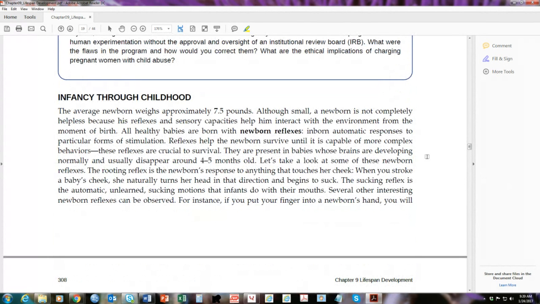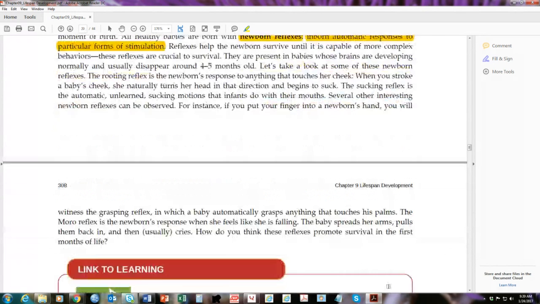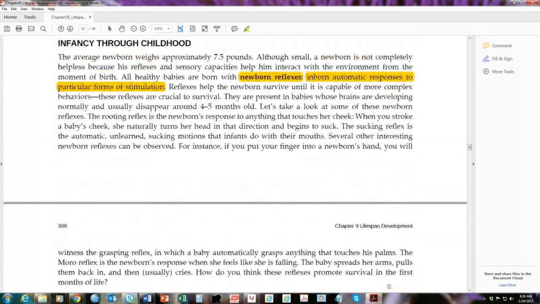Now we get into newborn reflexes. So once a baby is born, a reflex would be a behavior that is engaged in when appropriate stimulation is applied. The behavior occurs automatically. So these are inborn automatic responses to particular forms of stimulation. And what I'll try to do, instead of just explaining all of them here, is put some links up so that you can see some of the infant reflexes.